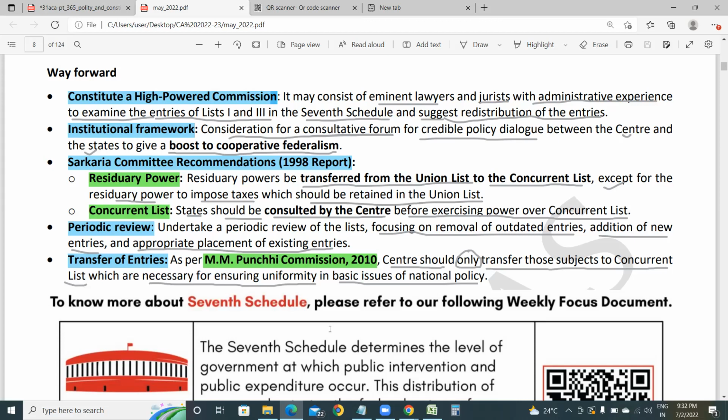It says on the concurrent list that states should be consulted by the center before exercising powers over the concurrent list. There should be a periodic review of the lists, focusing on removal of outdated entries, addition of new entries, and appropriate placement of existing entries. As per the Punchhi Commission of 2010, the center should only transfer those subjects to the concurrent list which are necessary for ensuring uniformity in basic issues of national policy.